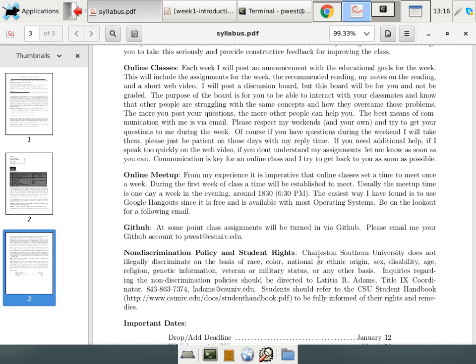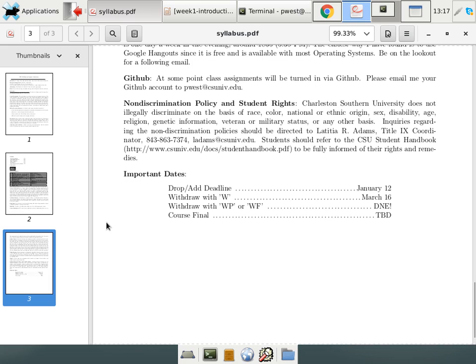Non-discrimination. All right, I got to read this. Charleston Southern University does not illegally discriminate on the basis of race, color, national or ethnic origin, sex, disability, age, religion, genetic information, veteran or military status, or any other basis. Inquiries regarding the non-discrimination policies should be directed to Letitia R. Adams, Title IX Coordinator, phone number 843-863-7374, or ladams@csuniv.edu. Students should refer to the CSU Student Handbook. There's the link. I'm not going to read it. To be fully informed of their rights and remedies. If you think there's a discrimination problem in this class, please just talk to me.